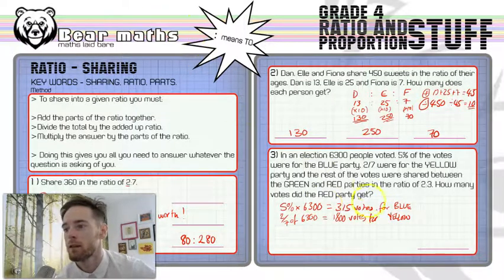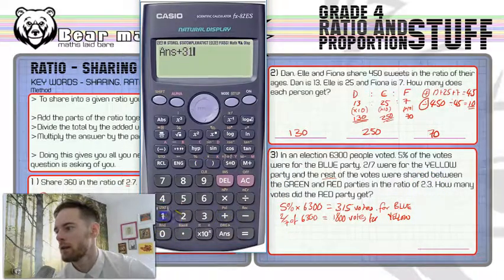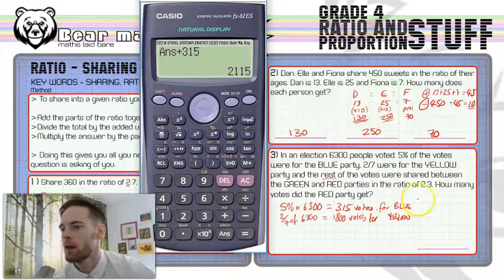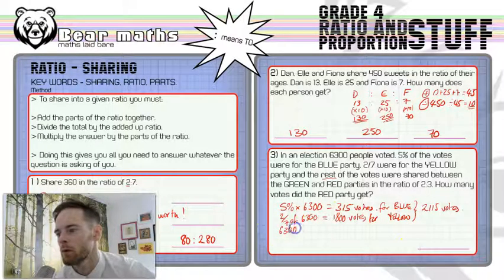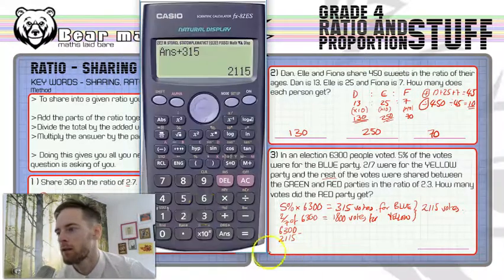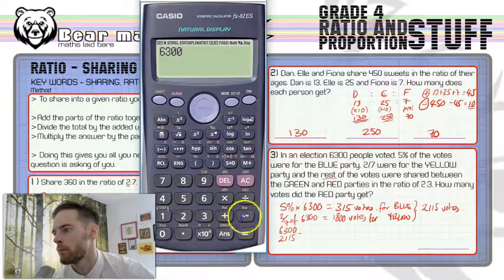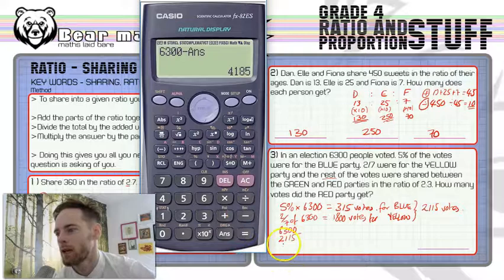And then we've got to share the rest. So the rest of the votes were shared between green and red parties in a ratio of 2:3. So we're going to add those numbers together first of all. So that plus that, yellow plus blue's votes, is 2,115. All right, and then what we're going to do with that number is we're going to take it away from 6,300, because that was the total number of votes. That's the votes that have already gone to those other two parties. And that's going to give us 4,185.